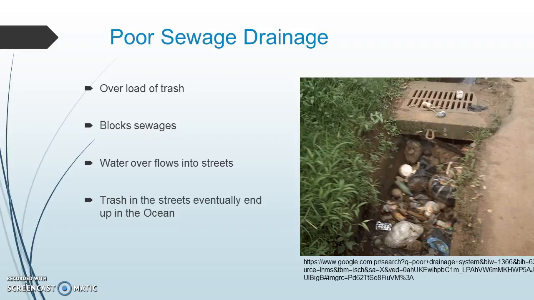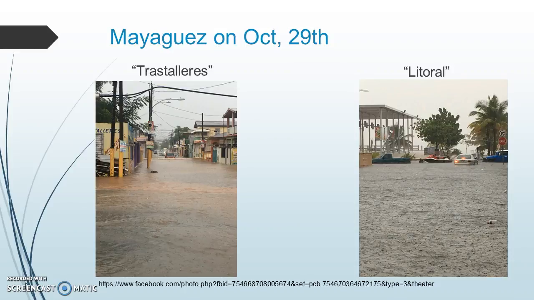Since the water can't flow correctly, it finds a new path, which would be along the streets. As it moves along the streets, it continues to collect the trash in the street. Not too long ago, it rained a large amount and caused floods in Trastalleres and El Litoral, along the shores of Mayagüez. This was due to a large amount of reasons. First, our sewers are not capable of filtering this amount of rain, and second, the blocked sewers did not allow the water to flow correctly. We can also see trash being swept by the water that was left behind in the streets.